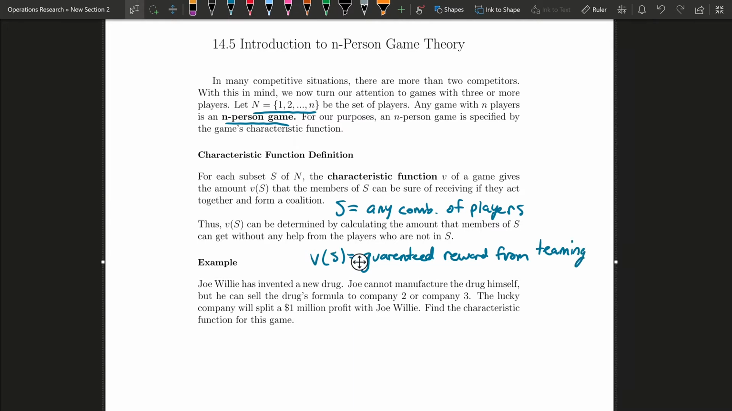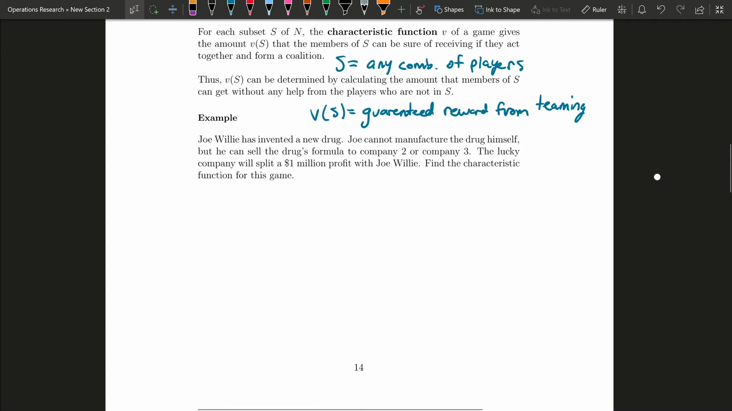So in a game where there's like three players, if player 1 and player 2 work together, then the characteristic function v of {1, 2} is going to be the reward that players 1 and 2 will earn after they decide they're going to work together. So here we have our first example.